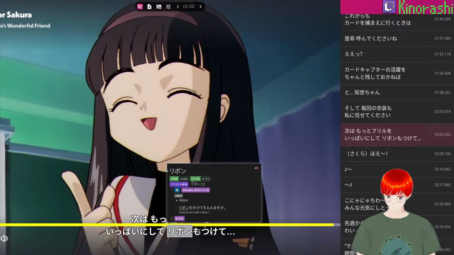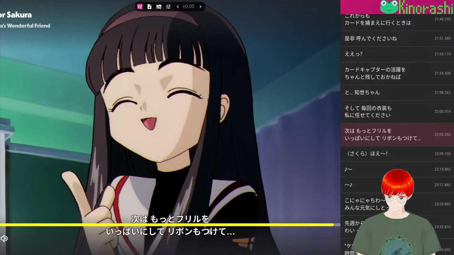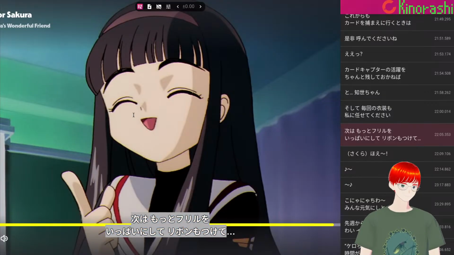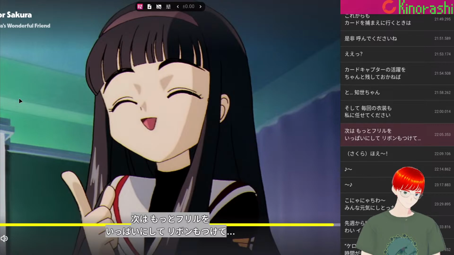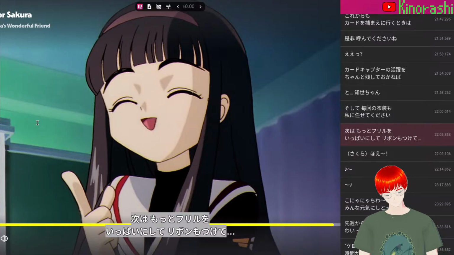Ribbon mo tsukeru, to attach. Or in other words, next time you can count on it being completely filled with frills and a ribbon attached. It's translated as: next time, even more frills put on and a ribbon too.